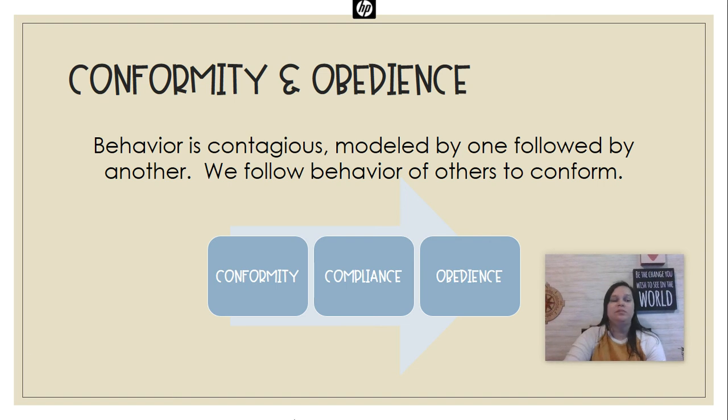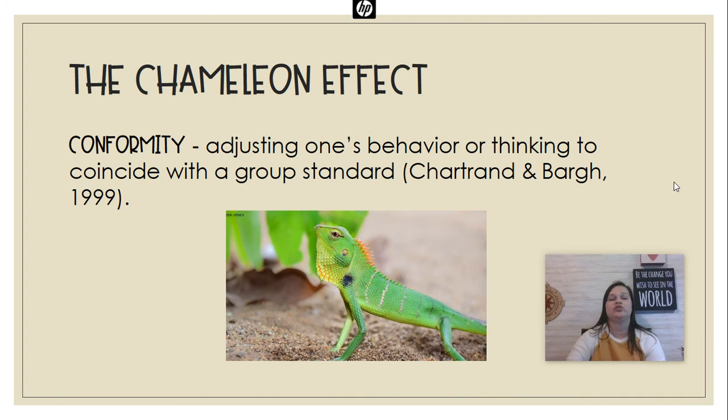Conformity and obedience. Behavior is contagious. It's modeled by one and tends to be followed by another. And then we follow the behavior of others to conform. So that's mainly what conformity is. Conformity leads to compliance, which leads to obedience, something we study here in social science.